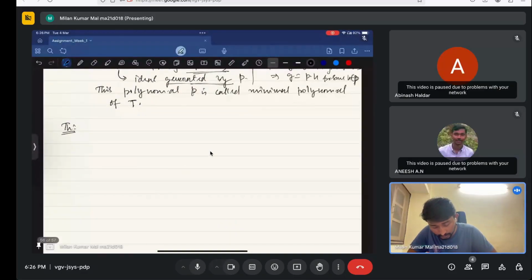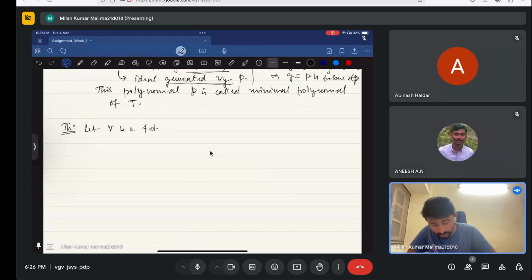I hope this is correct. Let V be a finite dimensional vector space over a field F with dimension of V equal to n.